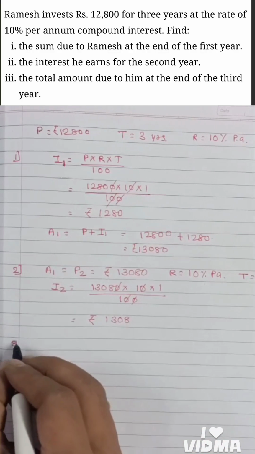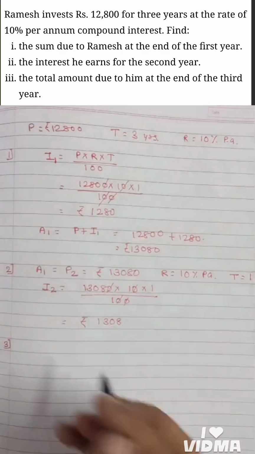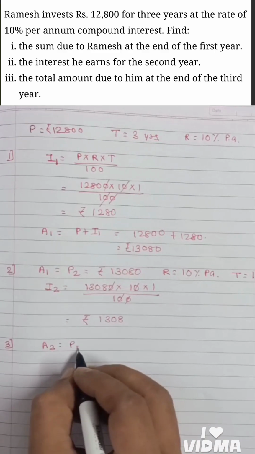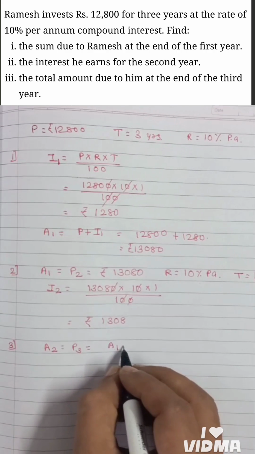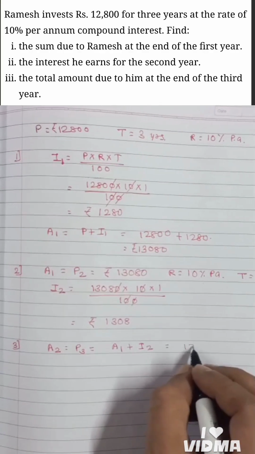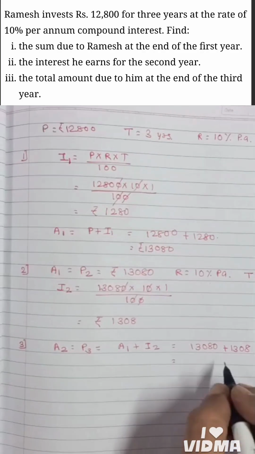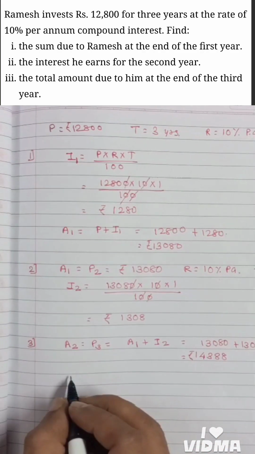And the third part asks for the total amount due to him at the end of the third year. So the amount at the end of the second year is the same as the principal for the third year, and that is amount 1 plus interest 2. So that is 13,080 plus 1,308. So finally it is 14,388.